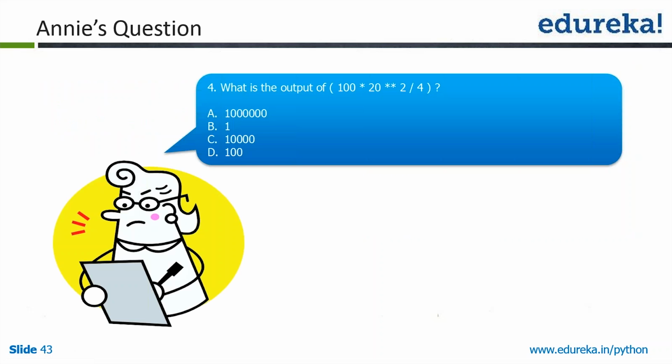Based on the PEMDAS rules, what do you think will be the output of 100 into 20 to the power 2 divided by 4? I think this won't take more than 20 seconds for you all to give it a try.